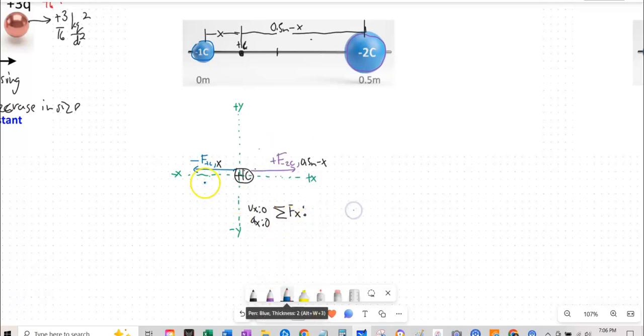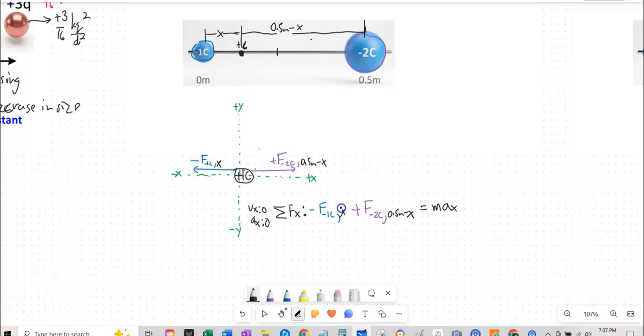So starting with the equations, I always start from left to right. You don't have to, but I do it. We have our negative F, our force caused by the negative 1 Coulomb charge on our positive 1 Coulomb charge that is distance x away. We're going to add to that the negative 2 Coulomb charge acting on our positive 1 Coulomb charge. That is a distance 0.5 meters minus x away. And set this equal to mass times acceleration in the x direction.